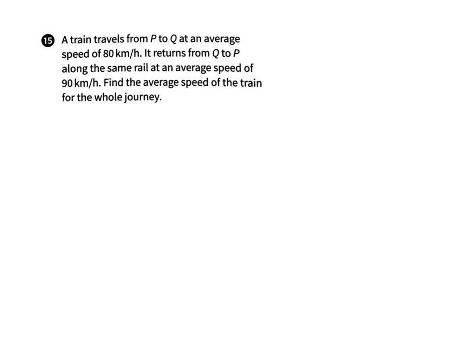So I'm going to use algebra again. Let's say I want to travel from P to Q. The distance I do not know. The speed I know, that is 80 kilometers per hour, and I do not know the time. Now it returns from Q to P along the same rail, so that means they share a common distance. The distance will be the same.